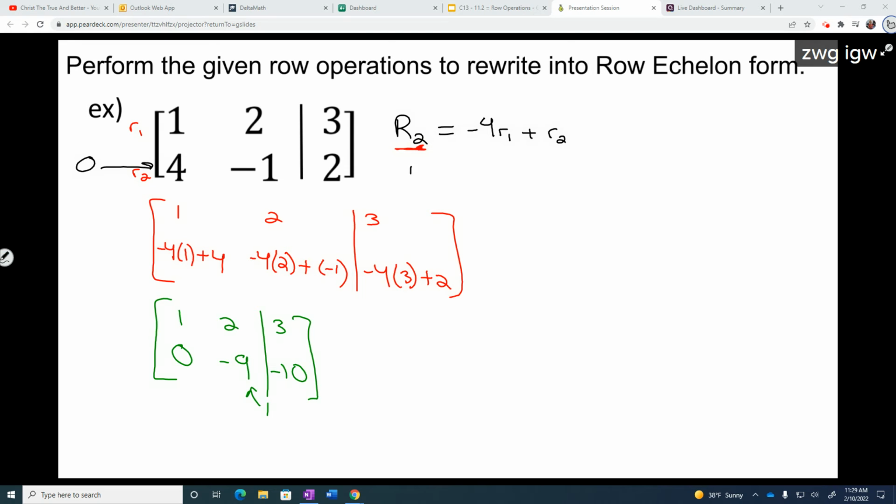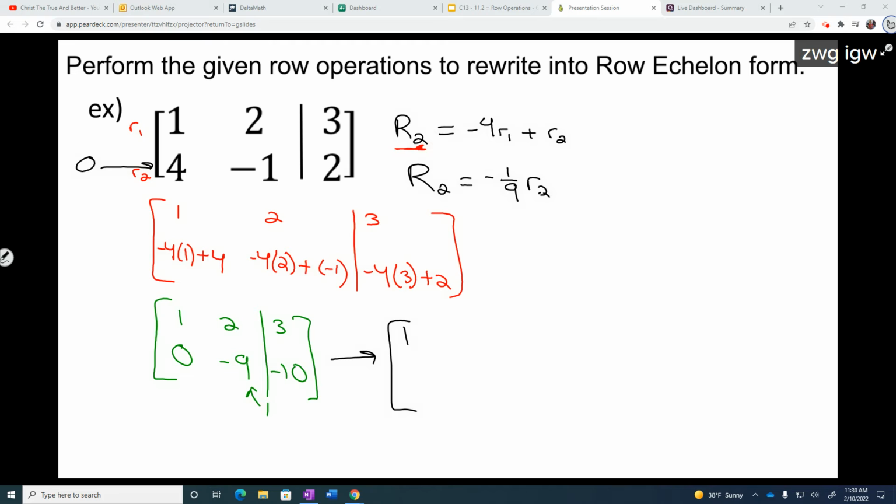So what should be my next one that I do? Yeah, divide by negative 9, just divide by whatever it is. The way that we write that is just negative 1/9 R2. So that means we're just going to multiply R2 by negative 1/9. Same thing as divided by negative 9. So it's just multiplying by the reciprocal, that'll give us 1.